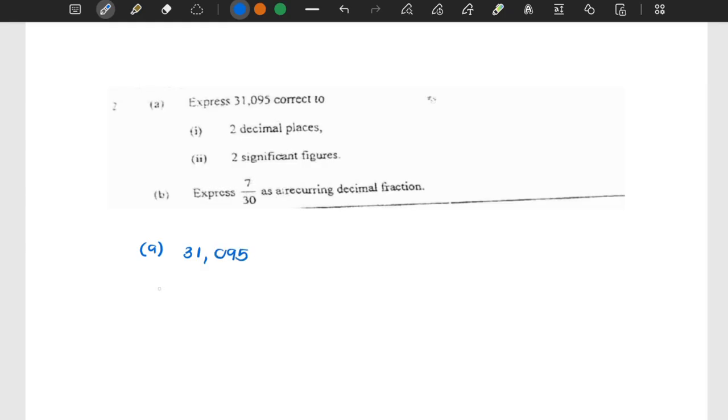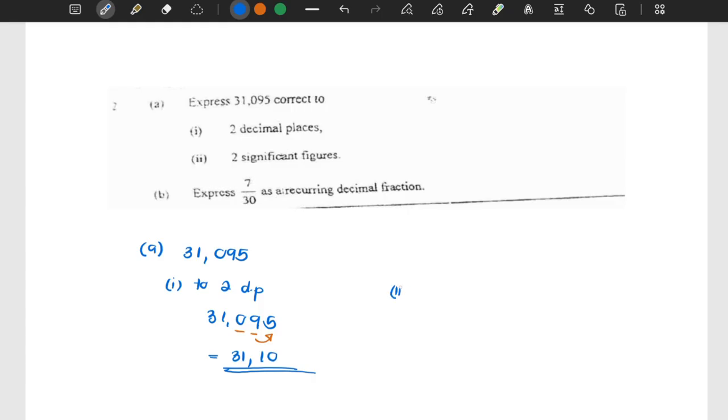And then next it says express 31.095. The first one is to two decimal places, right? So we have 31.095. When you look at the decimal places, this is 1 and 2. So now we need to look at the third decimal number, which is 5. So we round up. So we end up with 31. Once we round up 9, it becomes 10. So it becomes 31.10. Remember, we have to keep 2 decimal places. So the 0 actually has to be there.